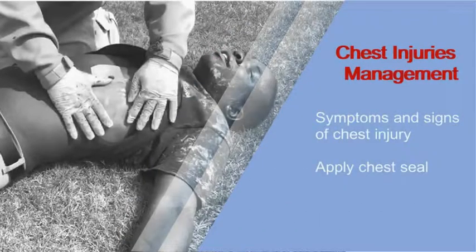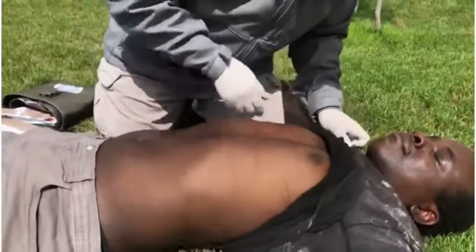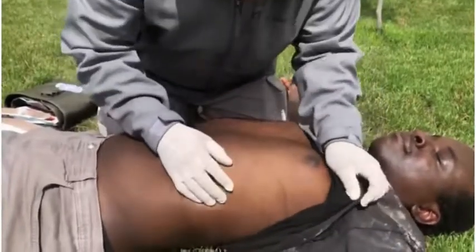Next, the first aider is assessing respiration. He notices that the victim has rapid and shallow breathing, which is indicative of a chest injury. Any injury above the navel may be considered a chest injury. Chest injuries are confirmed by air bubbles coming out of the wound and may be associated with hissing sounds.